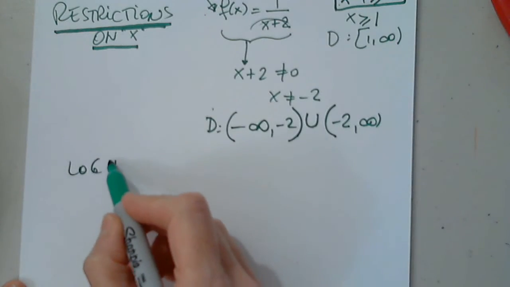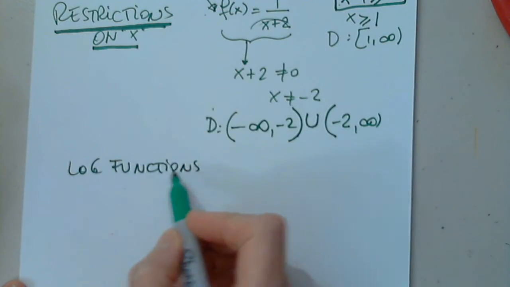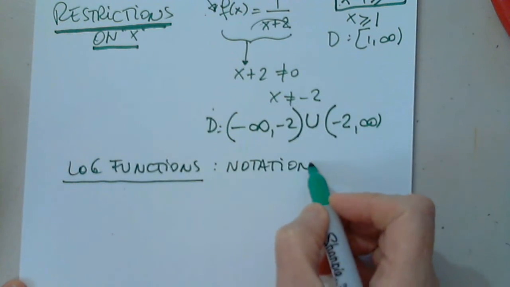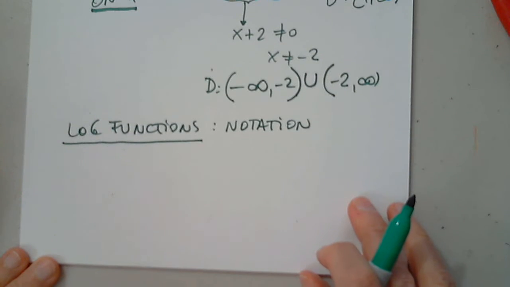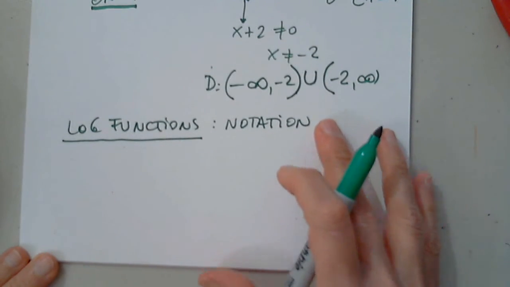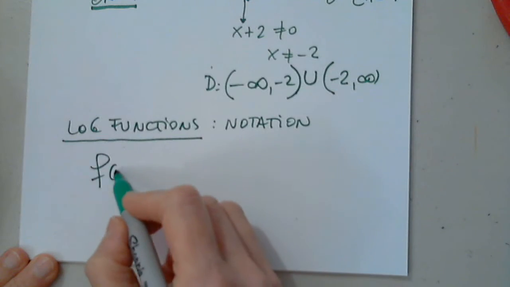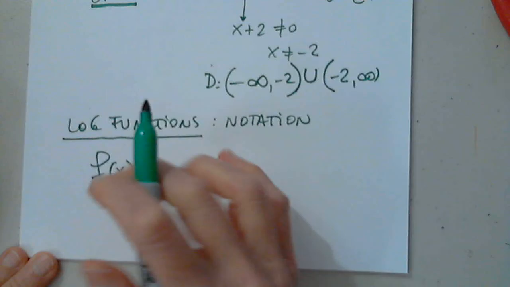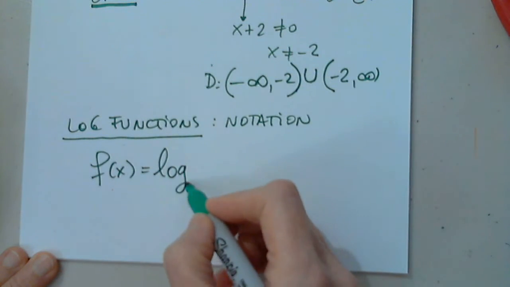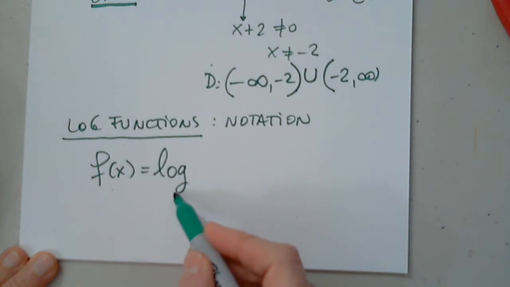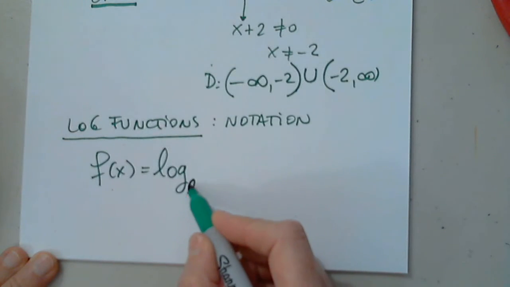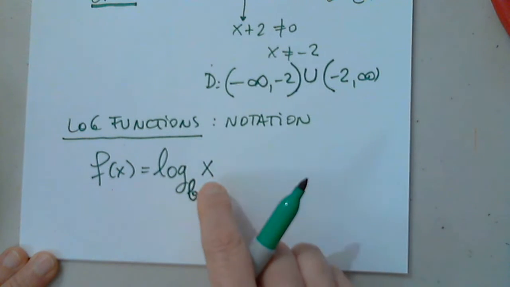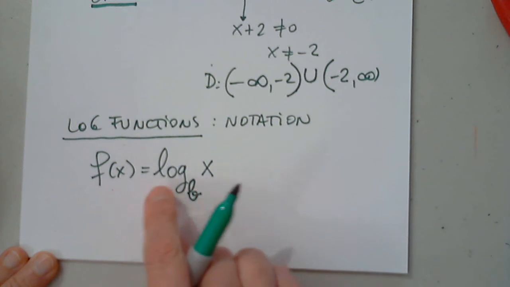The log functions notations, first of all, notation. It's a fancy notation. It doesn't mean anything. It's just a way of identifying the log. So we're going to use log. Towards the bottom of the log, we're going to put a base. Can be A, can be B, can be anything. And this is the independent variable.